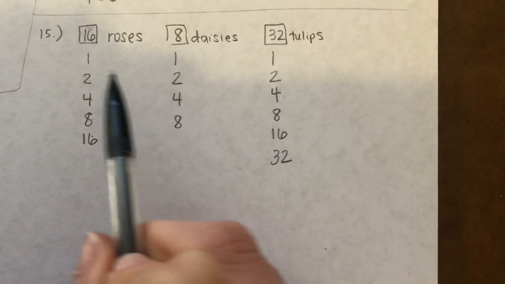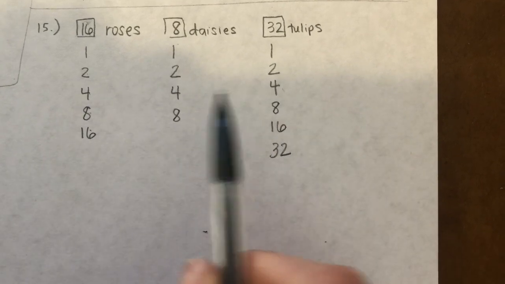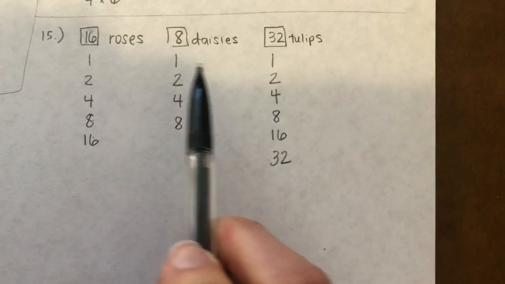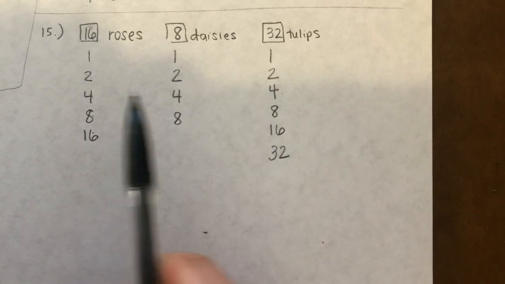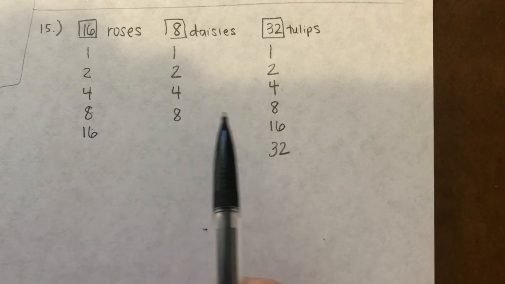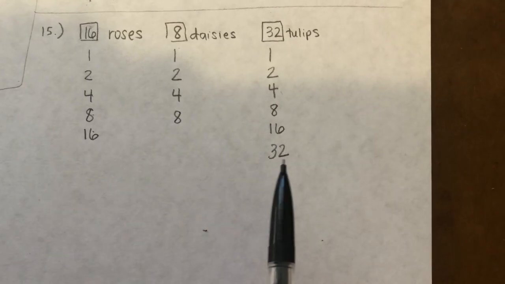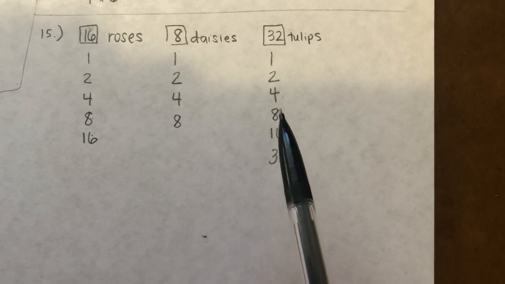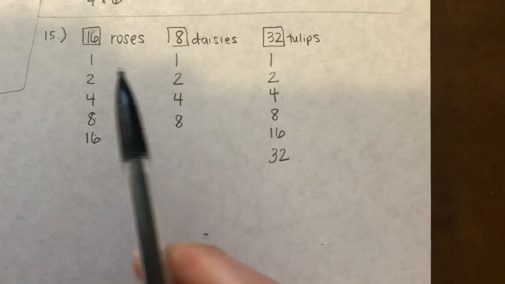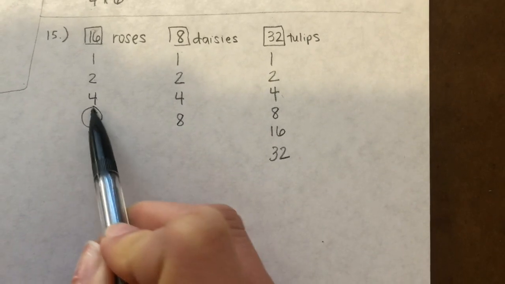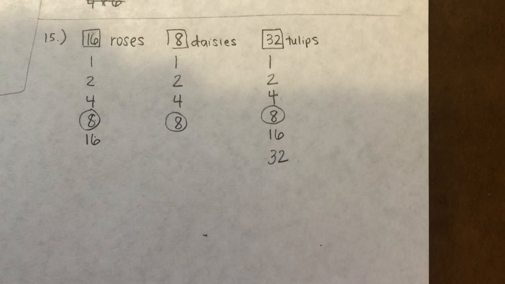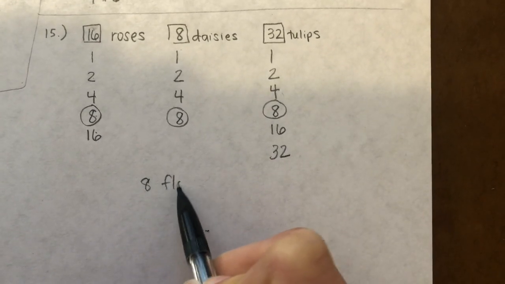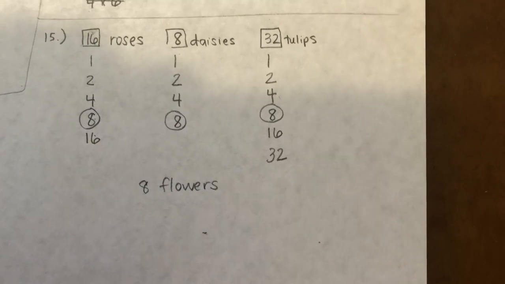Okay, now all we have to do is find the greatest common factor. So common factors are the ones they all have the same. So we can see that they all have 1, they all have 2, they all have 4, they all have 8. 2 of them have 16 and 1 of them has 32. So out of the ones they have in common, which one is the greatest one? Well, that's going to be 8. 8 is the biggest number that they all have in common. So that means that they can put 8 of each flower into each bouquet.